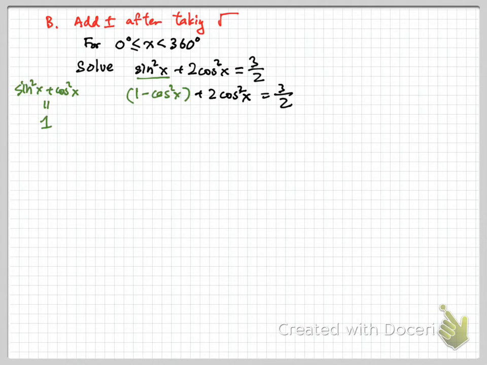So now after this change, we have everything in cosine. That means we have cosine square x is 1 over 2. So we have cosine x is 1 over square root 2. Oh wait, but not so fast, not so fast.